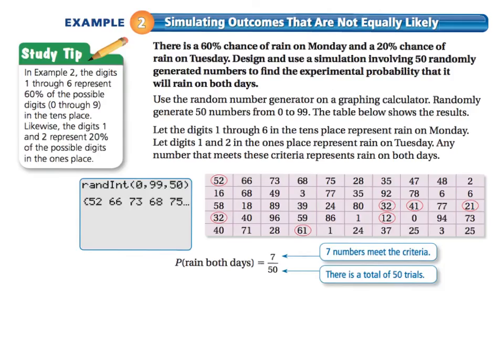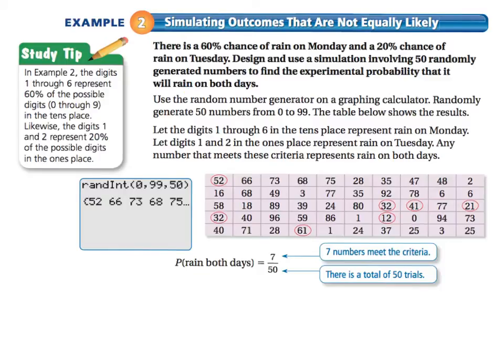All right, here's the next one. Now, this is not going to make any sense to you, how I'm getting this table, but we will go over that tomorrow in class. There is a 60% chance of rain on Monday and a 20% chance of rain on Tuesday. Design and use a simulation involving 50 randomly generated numbers to find the experimental probability that it will rain on both days.